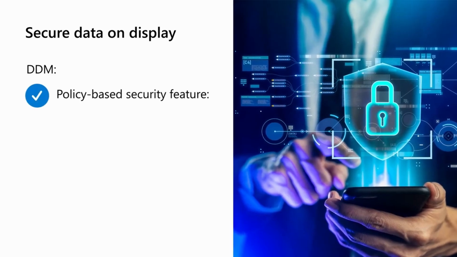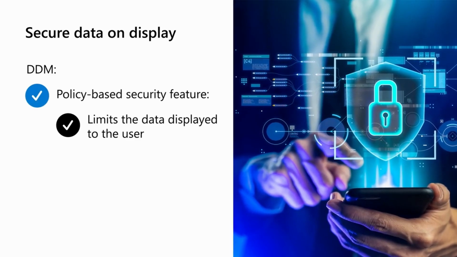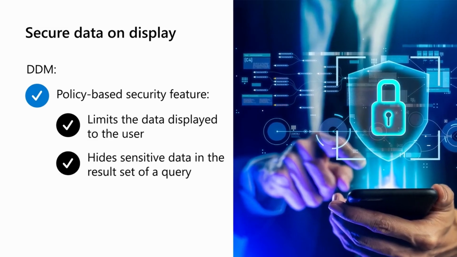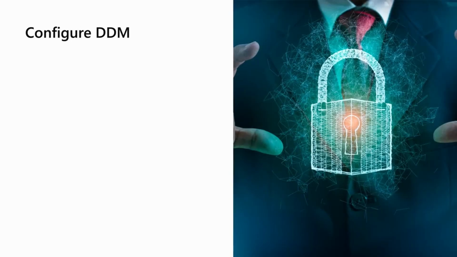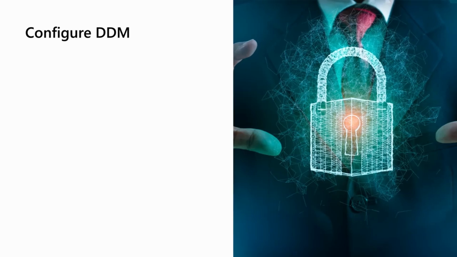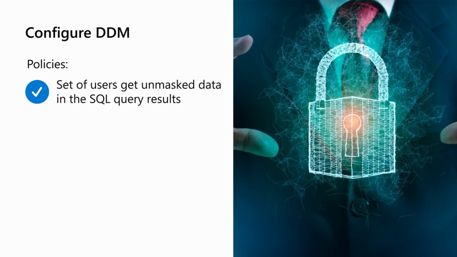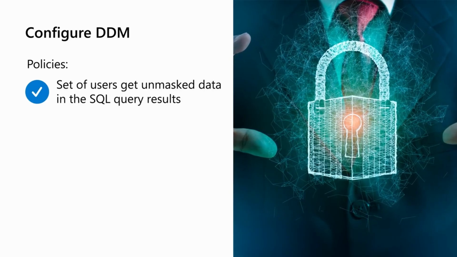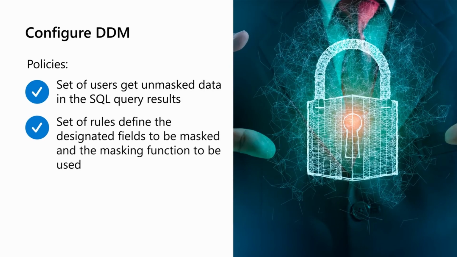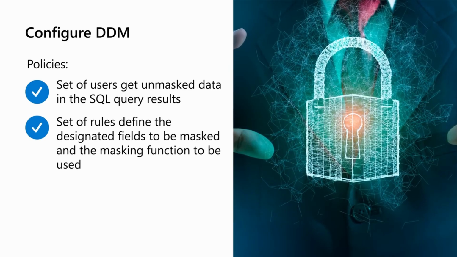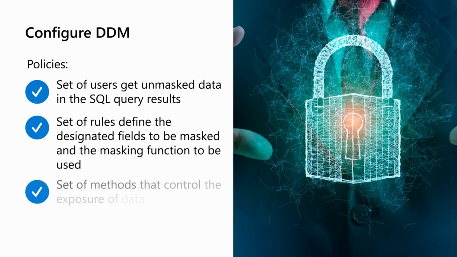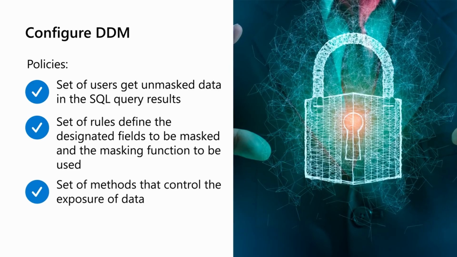DDM is a policy-based security feature that limits the data displayed to the user in the result set of a query. After learning these concepts, you learned how to configure DDM. You also got to know the policies of DDM. That is, firstly, a set of users get unmasked data in the SQL query results. Secondly, a set of rules defines the designated fields to be masked and the masking function to be used. Thirdly, a set of methods controls data exposure for different scenarios.